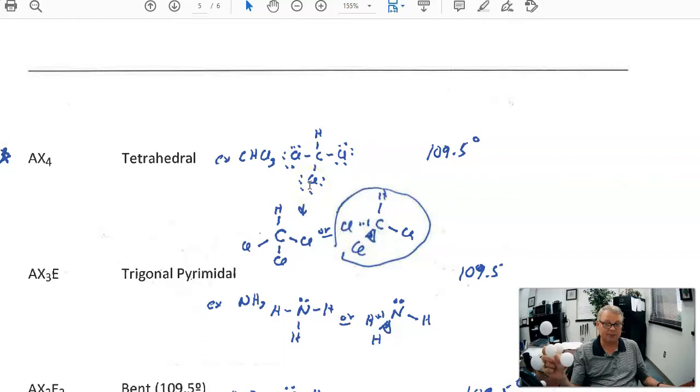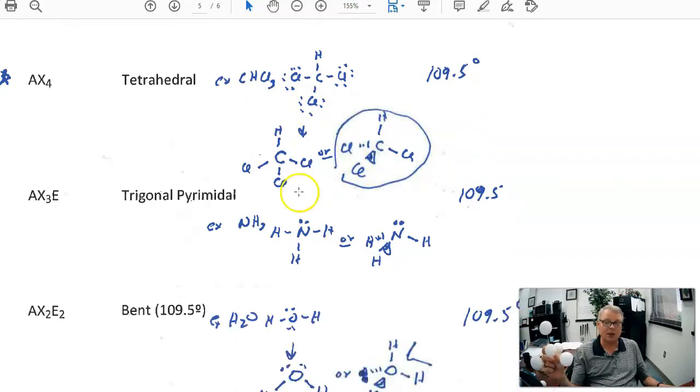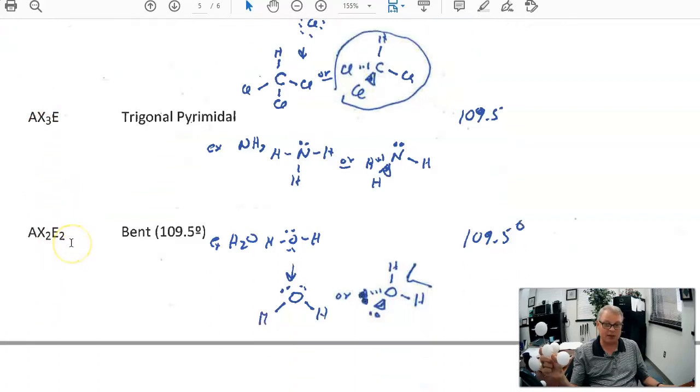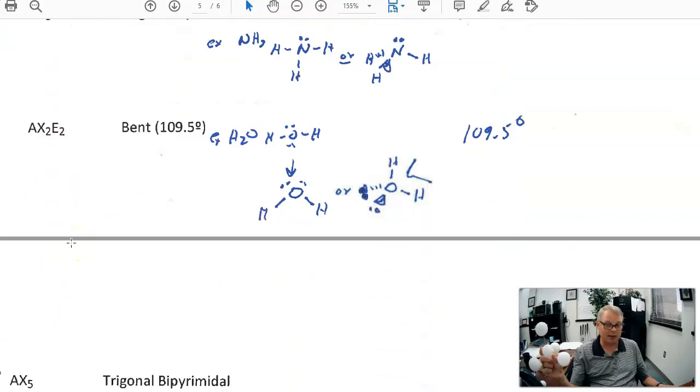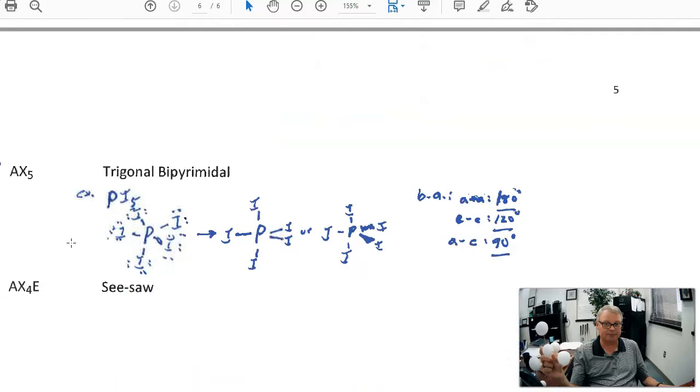All right, we're going to skip the others here. These 2 belong to the AX4 family because there are 4 pairs of electrons around them. They all have an AX4 electronic geometry. I use the term family, but whatever. They have different molecular geometries, different shapes, because of those unshared pairs. But we're going to come back to it. Don't worry about it.